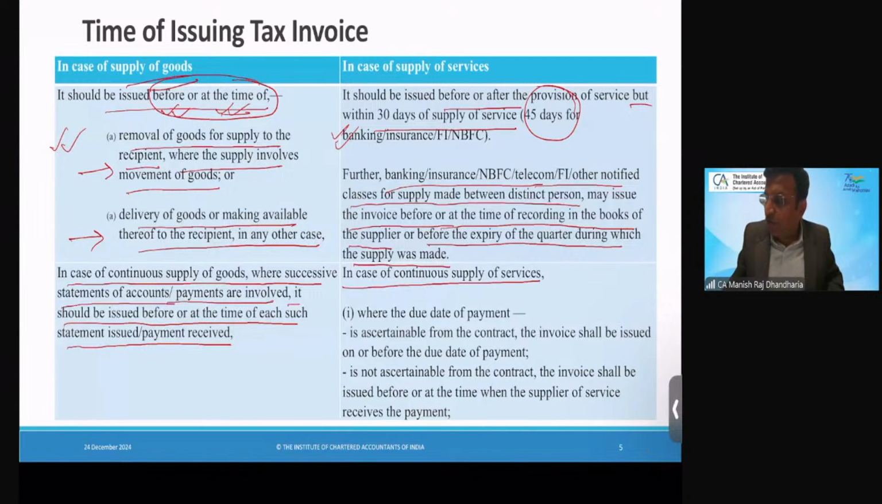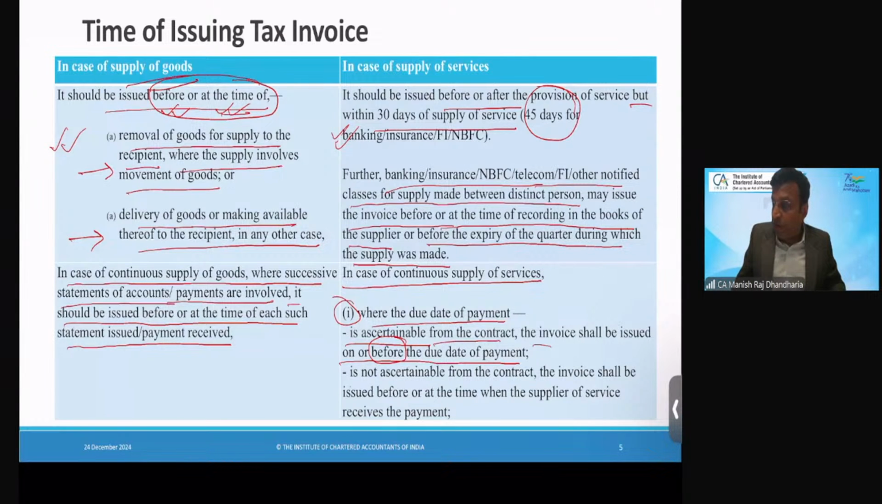In case of continuous supply of services, two scenarios. Number one, where the due date of payment is ascertainable. If the due date of payment is ascertainable from the contract, the invoice shall be issued on or before the due date of payment. Everywhere you will find "before". या तो due date के दिन या फिर उसके पहले, before that we can raise the invoice.